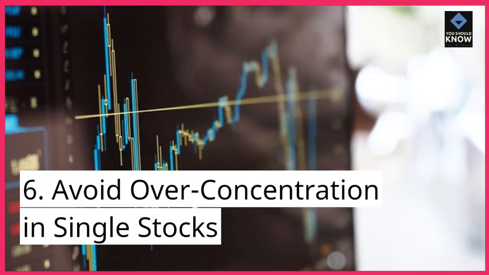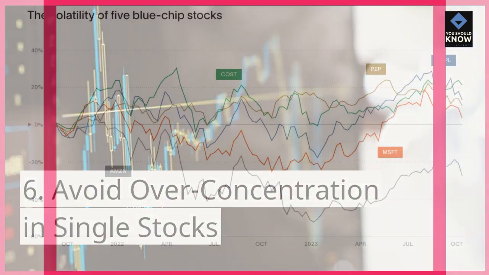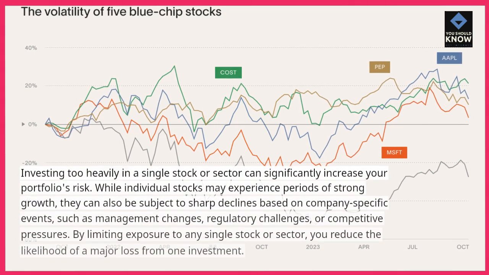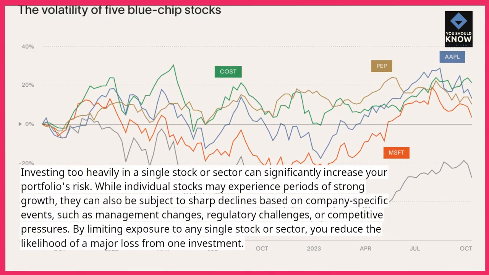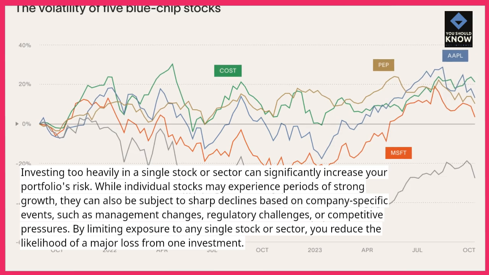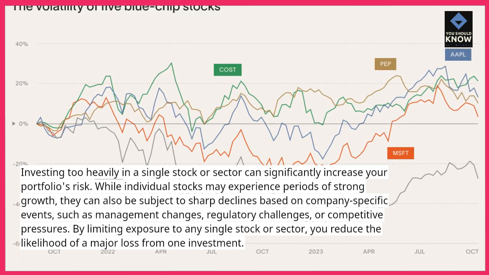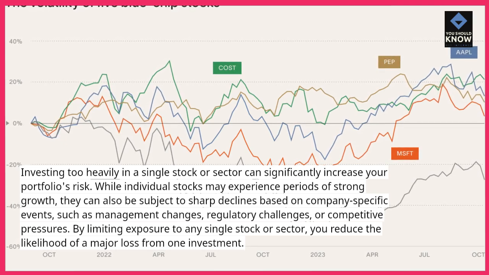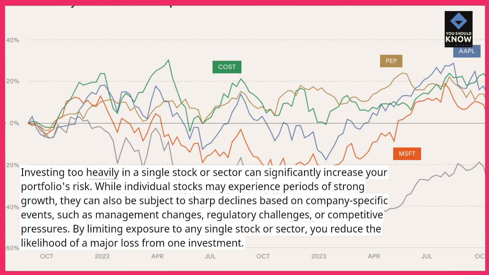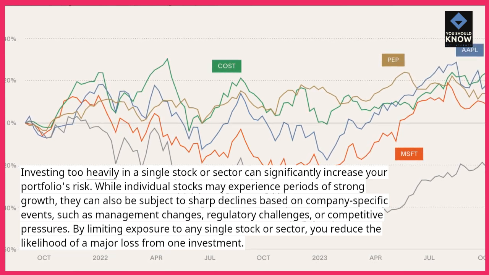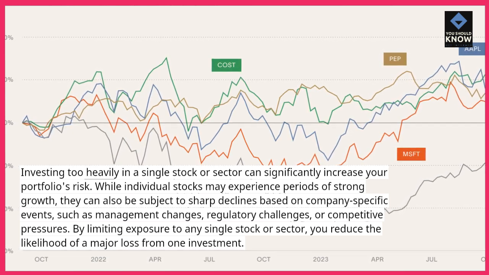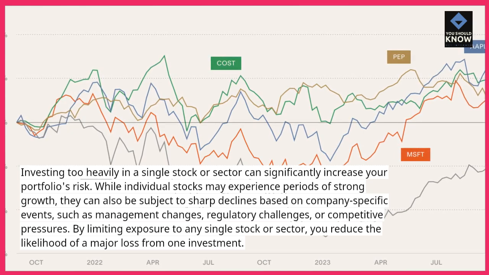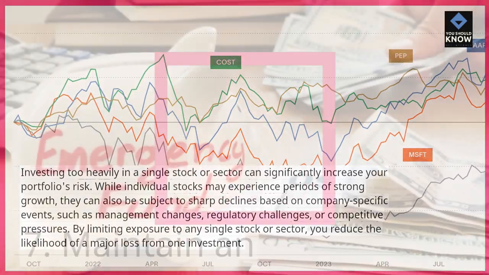6. Avoid overconcentration in single stocks. Investing too heavily in a single stock or sector can significantly increase your portfolio's risk. While individual stocks may experience periods of strong growth, they can also be subject to sharp declines based on company-specific events, such as management changes, regulatory challenges, or competitive pressures. By limiting exposure to any single stock or sector, you reduce the likelihood of a major loss from one investment.